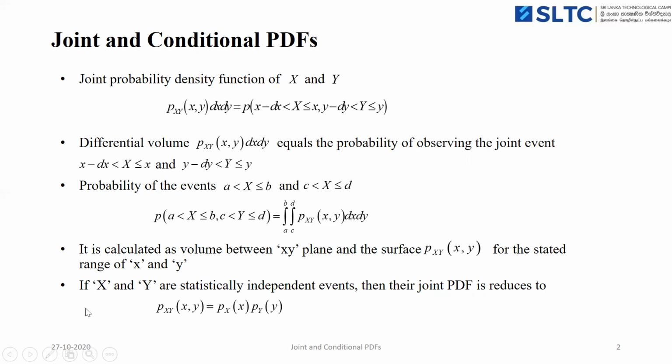Now we can consider that the random variables x and y are statistically independent events. Then we can reduce this joint PDF function into the product of the PDF functions of the individual random variables, like p of x and p of y.